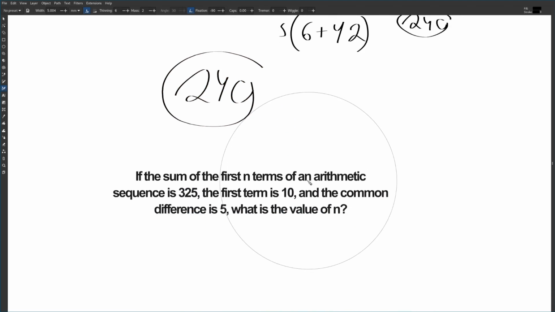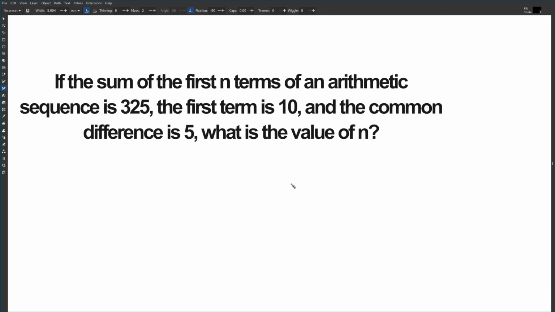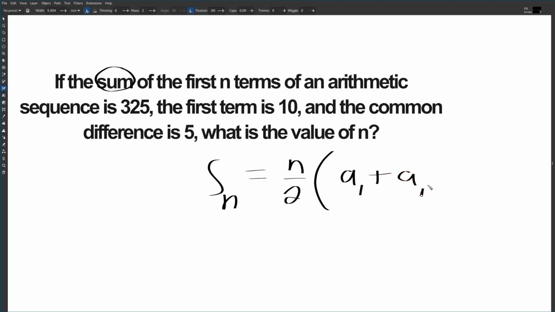Now for the next one. This one's a little harder. If the sum of the first n terms of an arithmetic sequence is 325, the first term is 10, and the common difference is 5, what is the value of n? Again, I see sum, so I would just immediately write down the formula. The sum of the first n terms is equal to n divided by 2 times a of 1 plus a of n. So the sum of the first n terms is 325, so let's plug that in.